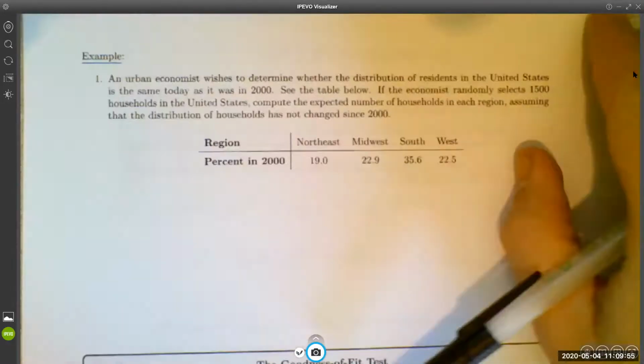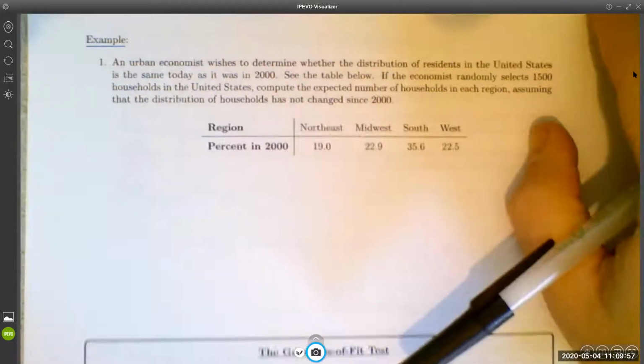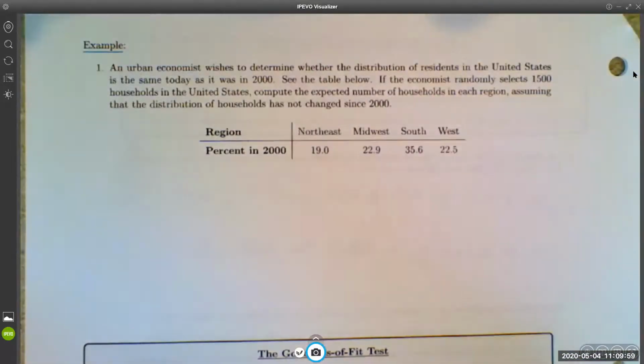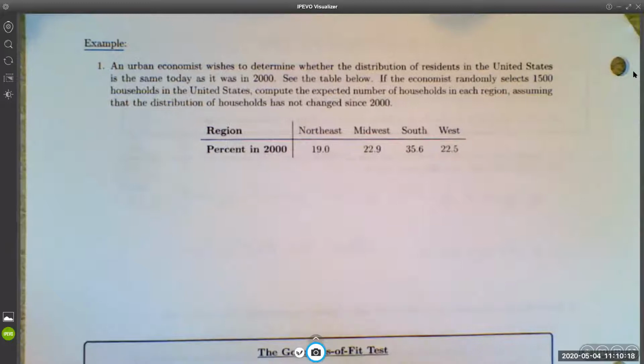Let's just practice computing some expected values. This one says, an urban economist wishes to determine whether the distribution of residents in the United States is the same today as it was in 2000. See the table below. If the economist randomly selects 1,500 households in the United States, compute the expected number of households in each region, assuming that the distribution of households has not changed since 2000.